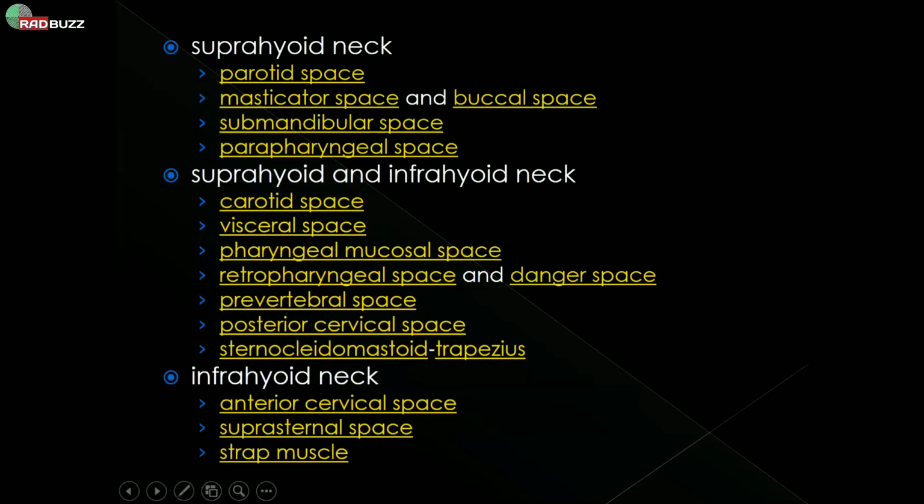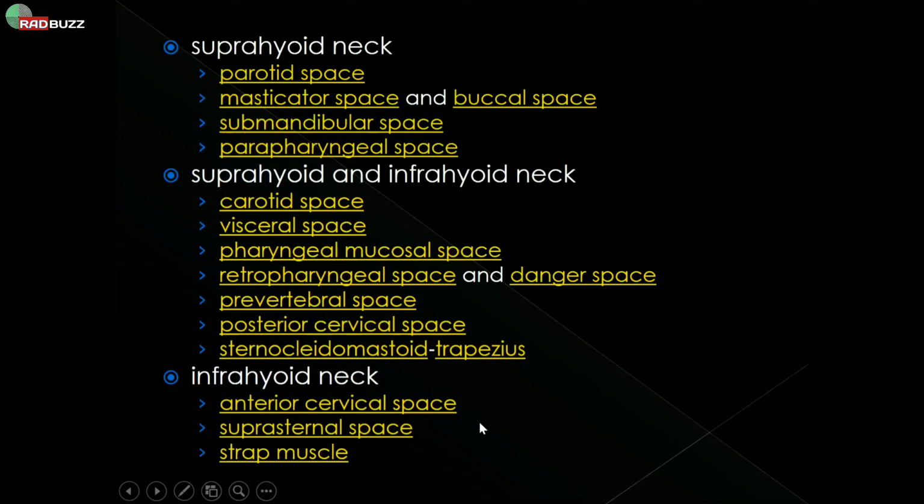The neck is divided into suprahyoid and infrahyoid neck in surgical, clinical, and radiological terminology. The suprahyoid neck is the one above the level of the hyoid bone. It has a few spaces like the carotid space, masticator space, and buccal space. Actually, the masticator space and the buccal space merge together to form one space, and disease can go back and forth in either of these two spaces. The submandibular space, as its name tells, is below the mandible, and the submandibular gland will be there, along with the parapharyngeal space.